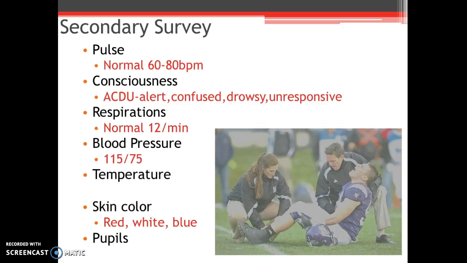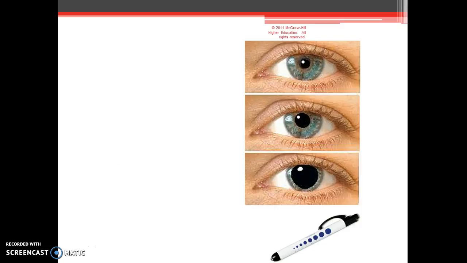Respirations, about 12 in a minute. Blood pressure, 115 over 75. Our standard is 120 over 80 is normal. What's the temperature of their skin? There are different ways to take temperature, and we're not really going to cover that. But then, what is their skin color? How do their pupils look?